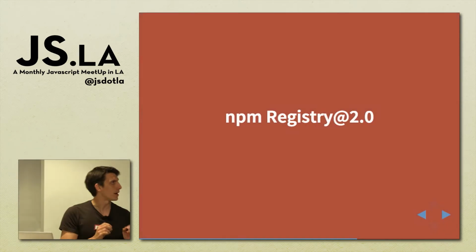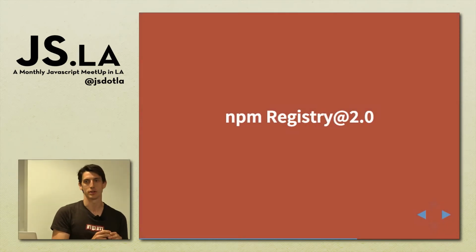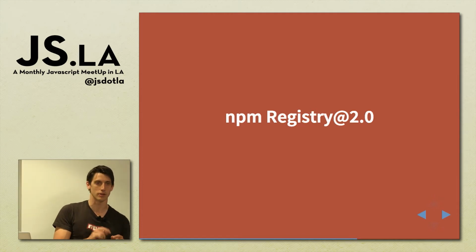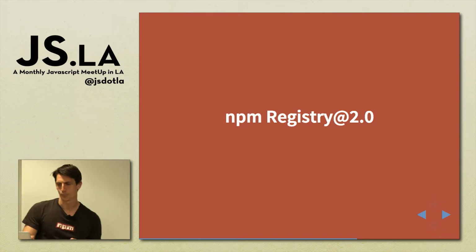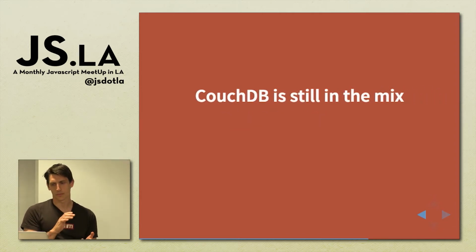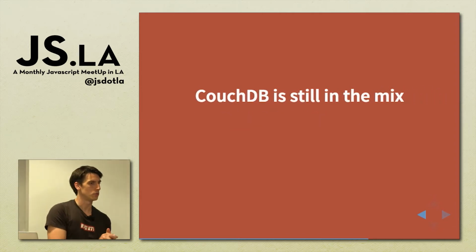So npm Enterprise became the foundation of npm Registry 2.0. Basically, if you npm install right now, you're running almost identical infrastructure to what you could go throw up on AWS, and we would install for you. So let's take a look at what Registry 2.0 actually looks like.